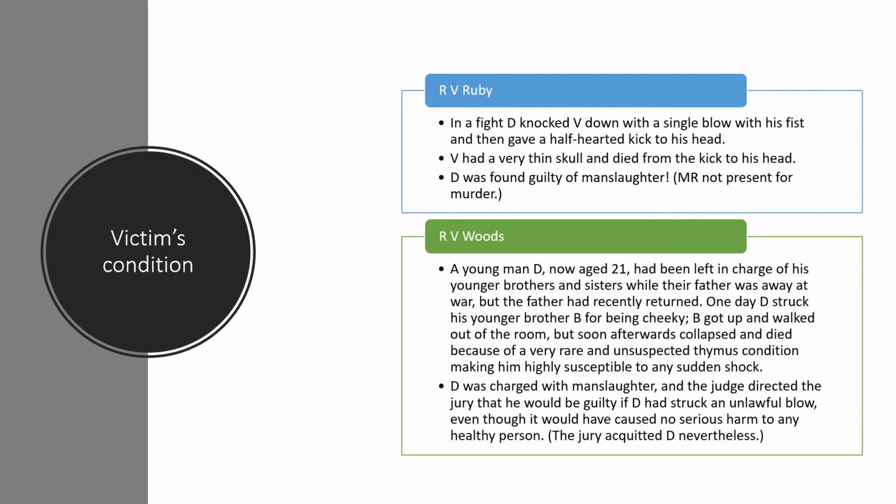There was definitely no mens rea for murder here, but again, it proves the point that, certainly with the direction of the judge here, he should be guilty if he struck an unlawful blow, even though it wouldn't cause serious harm to anyone else. It shows us two things. Jury equity is alive and well, or at least was in this case, but that judges will direct as to the thin skull rule, and it won't break the chain of causation.